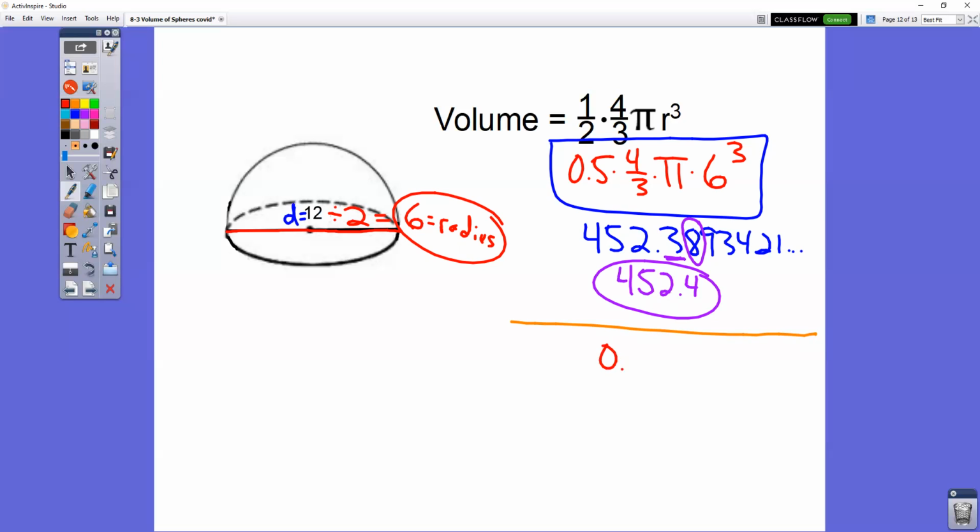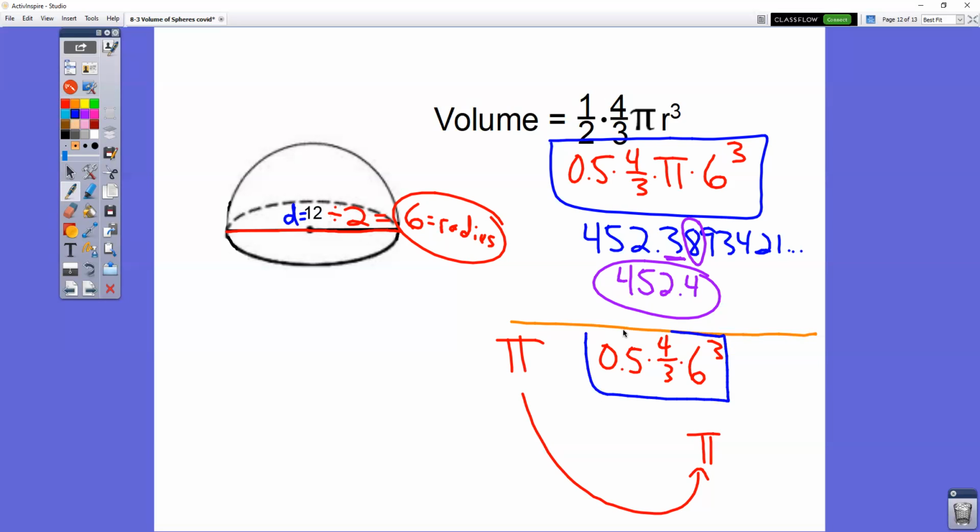When we go to leave our answer in terms of pi, you have to type in everything except for the pi symbol. So 0.5 times 4/3 times 6 to the third power. All that we're going to do with our pi symbol is just stick it in at the end of our answer. So we're multiplying just these 3 things together, 0.5 times 4/3 times 6, and you should have gotten an answer of 144 pi. So again, the only difference between yesterday and today, you have half of a sphere. So you need that 0.5 at the beginning of our formula. Also, make sure that you pay attention whether you're given the radius or given the diameter.